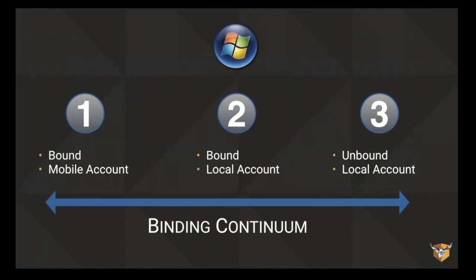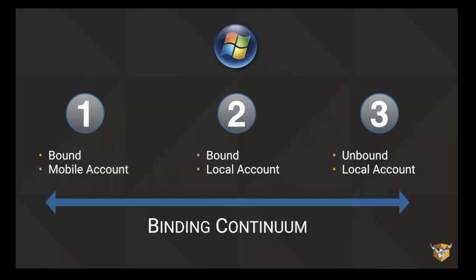So they keep the machine bound, and that way you still have the machine object in Active Directory. You can still use profiles to get things like certificates and stuff like that. However, they then move to a local account. So instead of using an Active Directory user object to create the account as a mobile account, they instead just have a standard macOS local account. Maybe it has the same name as their AD user, maybe not, doesn't really matter. And then they use NoMAD to manage the single sign-on, the password, and everything else for that local account.